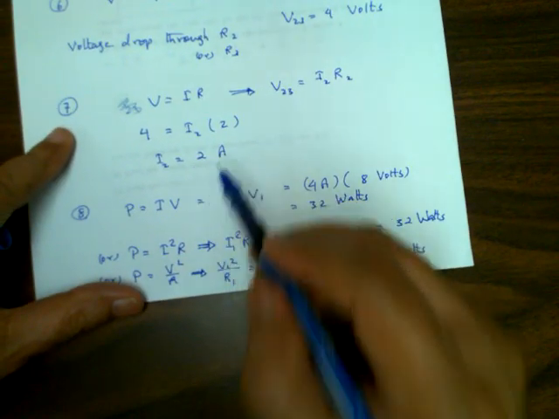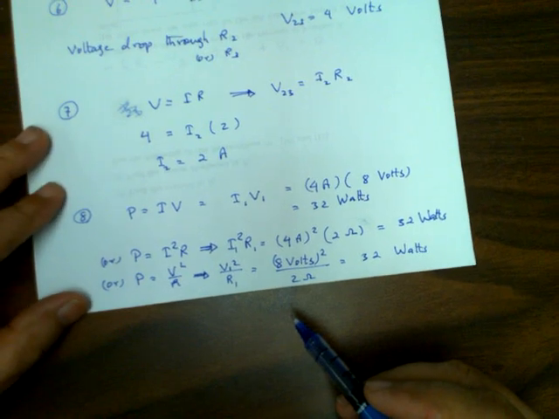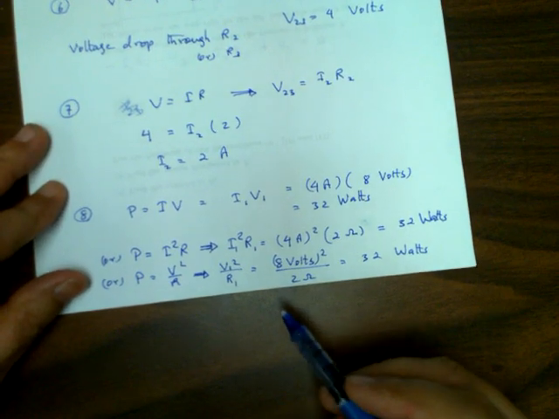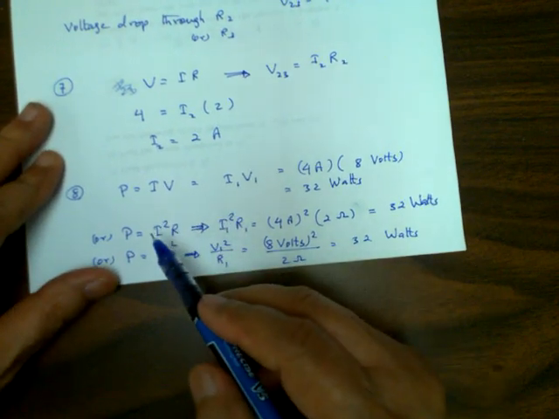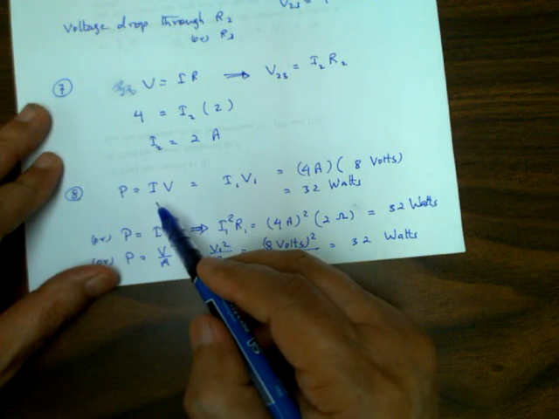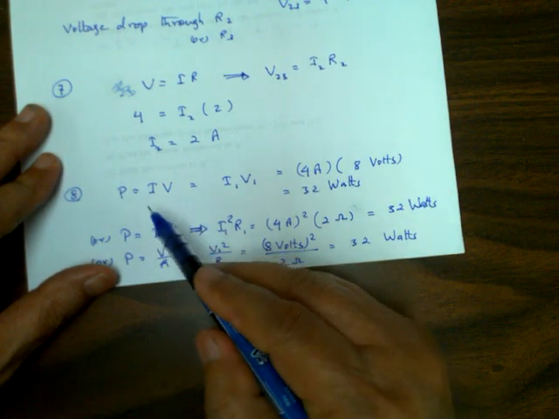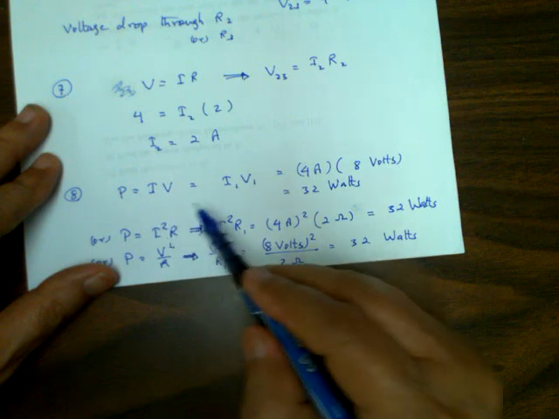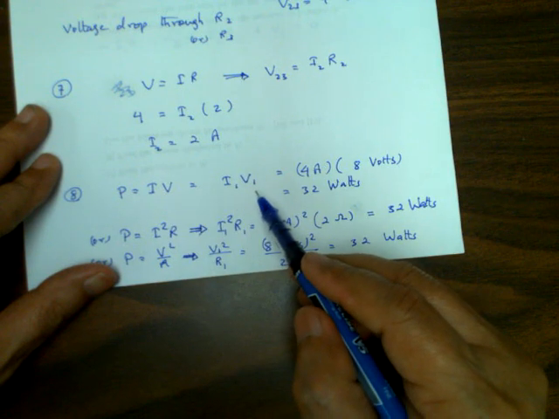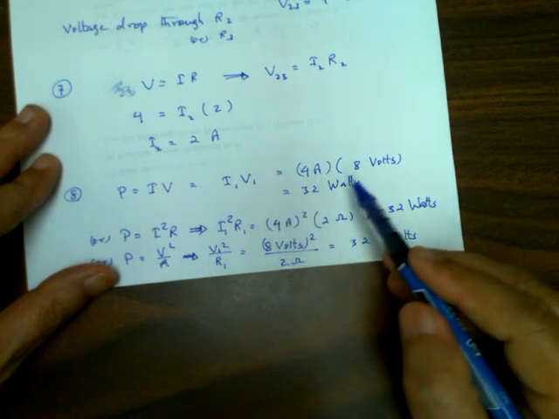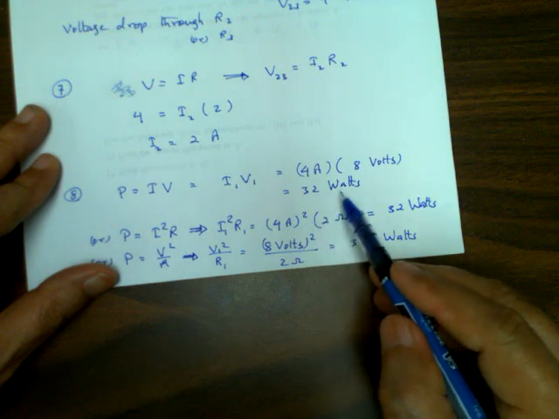We got 2 amperes. Now the next one is we need to find the power dissipated in resistor R1. So obviously P is IV. In this case it is I1 V1. I1 is 4, V1 is 8, so I get 32 watts.